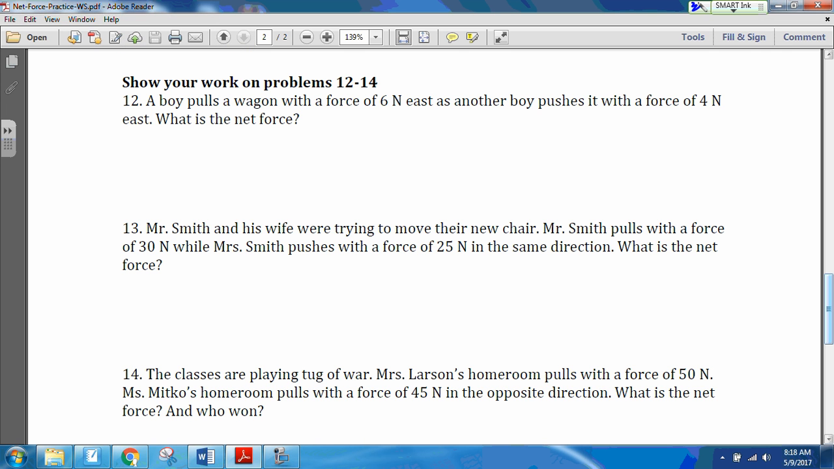So we have a boy pulling a wagon with a force of 6 newtons to the east, as another boy pushes with a force of 4 newtons to the east. What is the net force? So if I'm going to do this problem, what do I need to do?